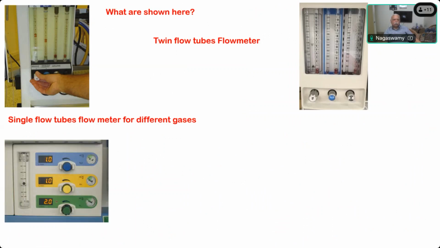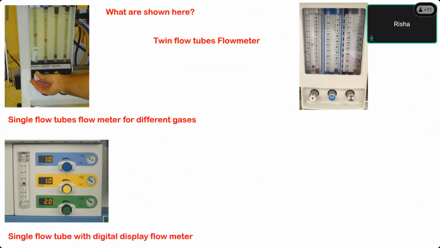What is this? Digital, electronic display flow meters. Single flow tube with digital display flow meter. Okay, so there's only one flow meter tube here, but it is displaying all the gases in a digital fashion.